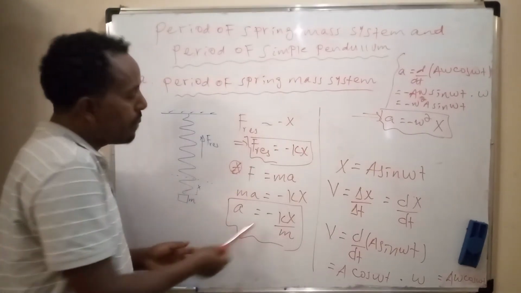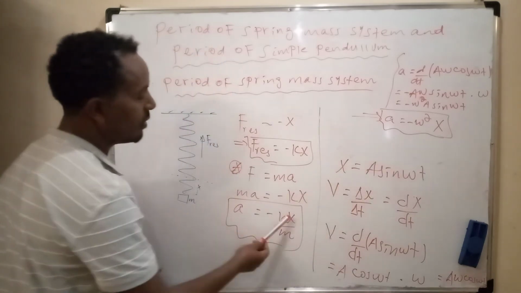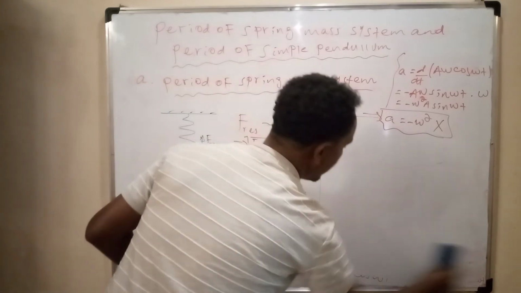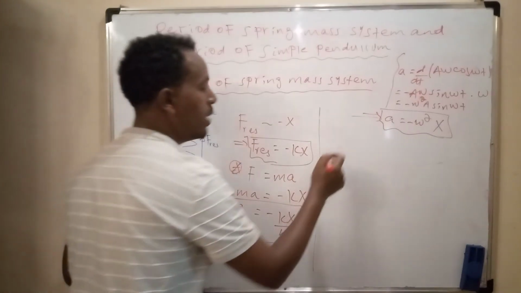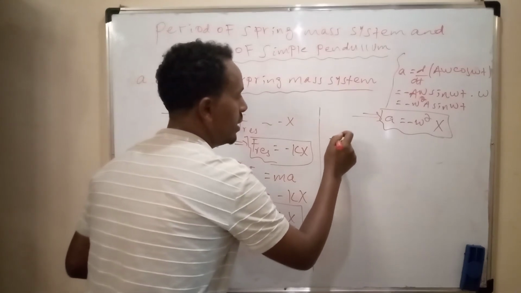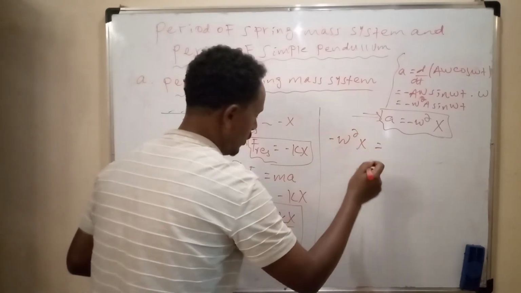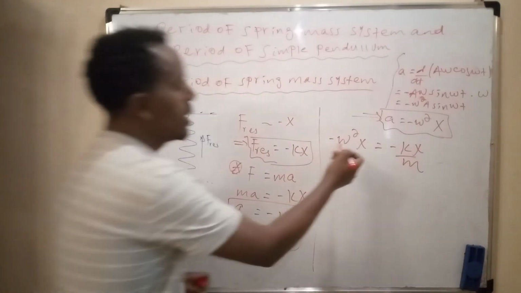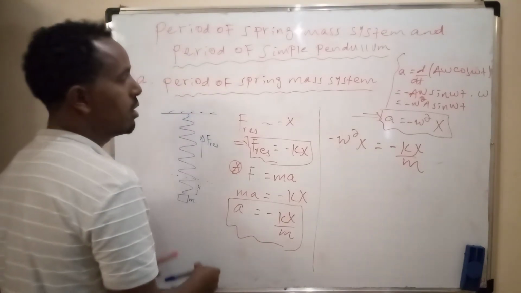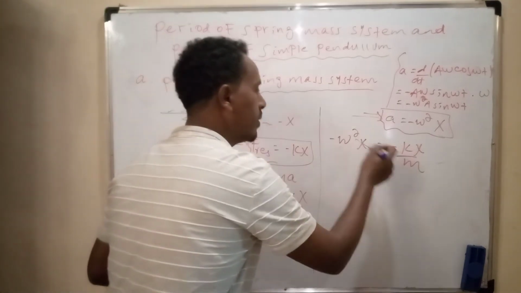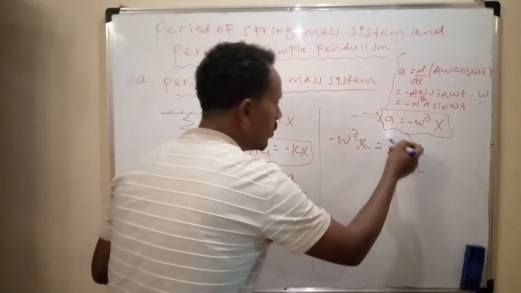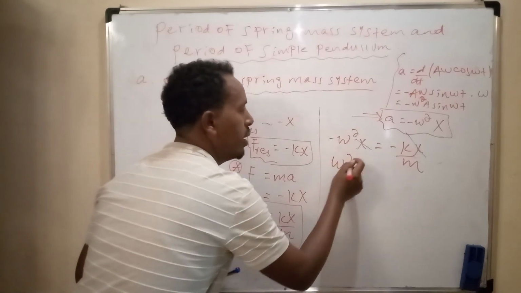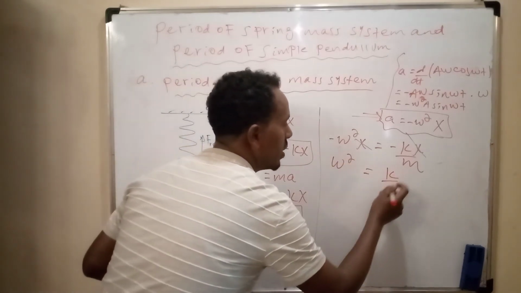It is possible to combine this equation and this equation. This expression is also equal to acceleration. Therefore, from these two equations, we have minus omega square x equals minus kx over m. From both sides of the equation, x is cancelled and the minus sign is also cancelled. Therefore, omega square is equal to k over m.